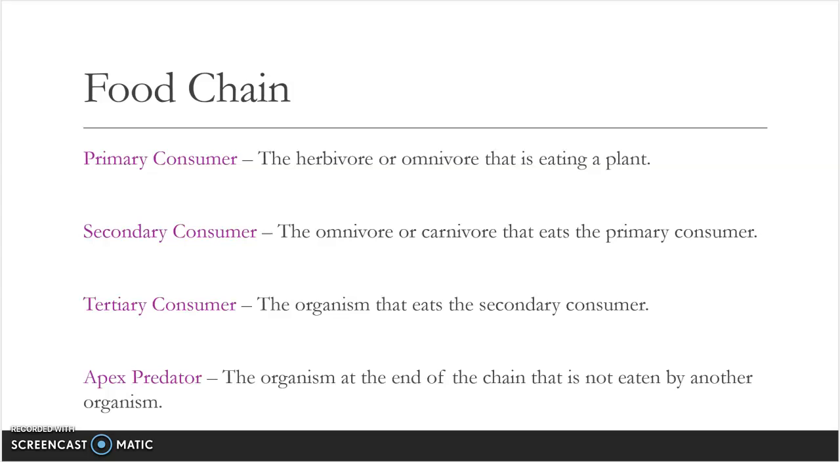So our producers start us out in that food chain. The next organism in line is our primary consumer. These are our herbivores. They are the ones that are eating our plants. Okay, so primary meaning first. So they're the first eaters. The next organism, so this would be the third one in the chain, they are our secondary consumers. So they are the second consumer in the chain.